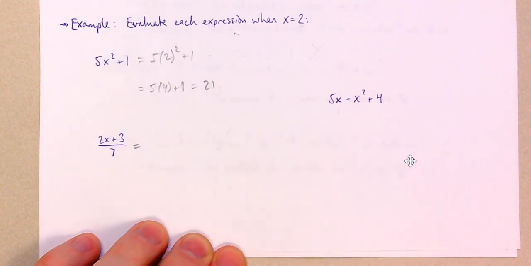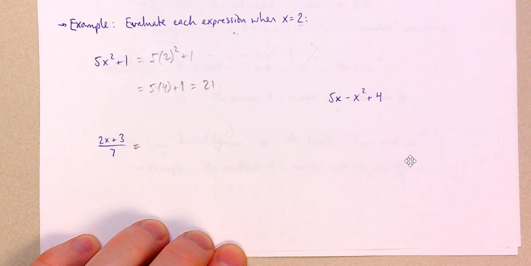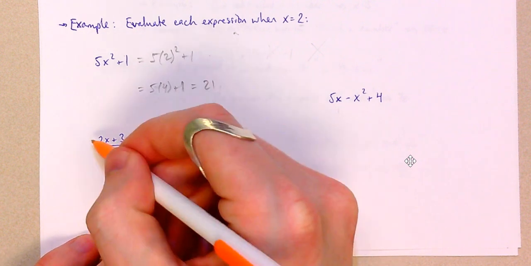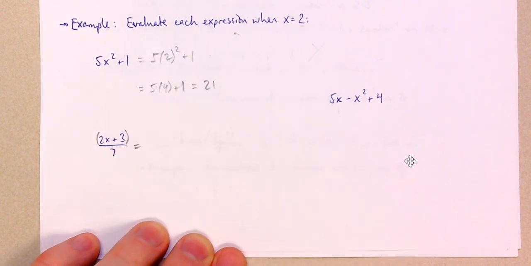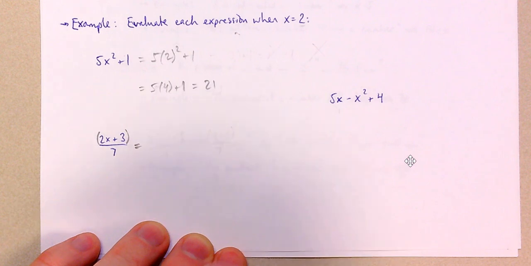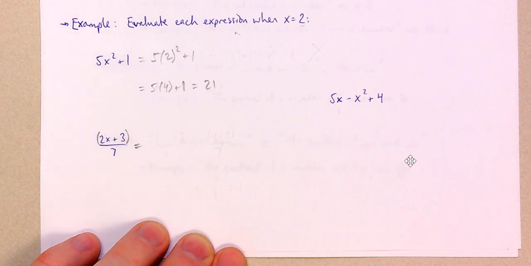Second one here, 2x plus 3, all divided by 7. When you see something written like this, where we have multiplication and adding and all that stuff happening on the top, and we are dividing that whole thing by something on the bottom, secretly we have grouping symbols up there on the top. We don't actually write them out for something as basic as this, but secretly we have grouping symbols there. So we do have to take care of the top first, and then we would divide what we have there by 7.